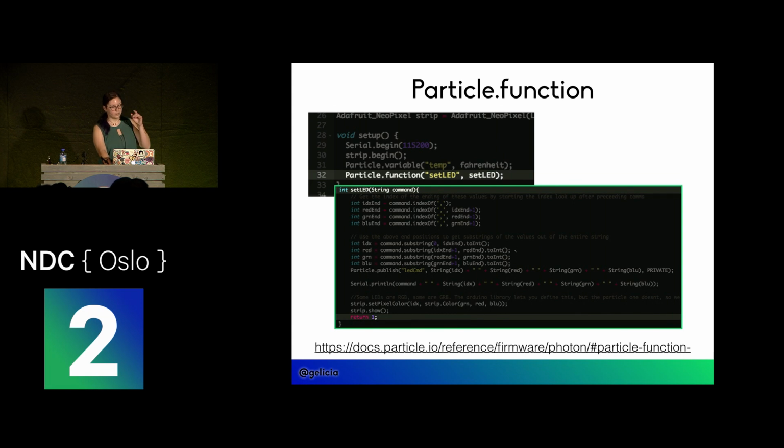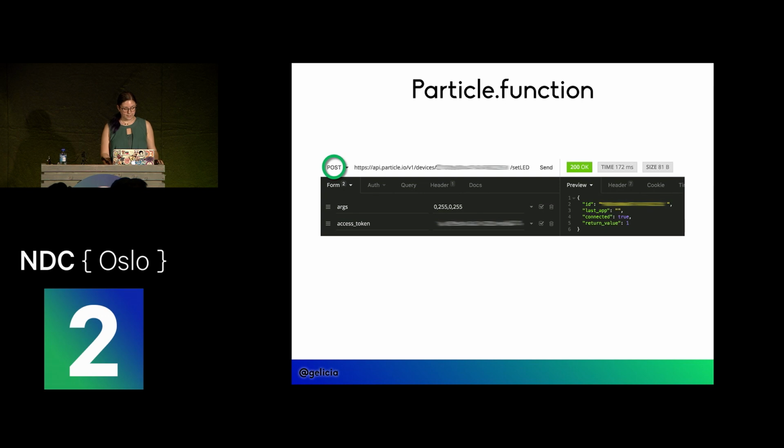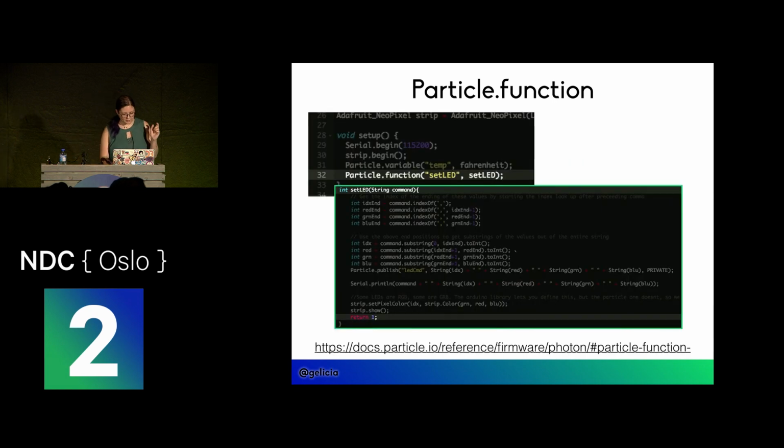Particle.function does the other way around. You say particle.function and give it a name, like setLED, and setLED is a call to a function that will then run some sort of hardware code for you. To run that, you do a post to the same kind of Particle API, name it the same thing, and pass in your string. You can only pass in a string, so this function is just parsing out a string to get the different sections, because we need the index and the RGB value.